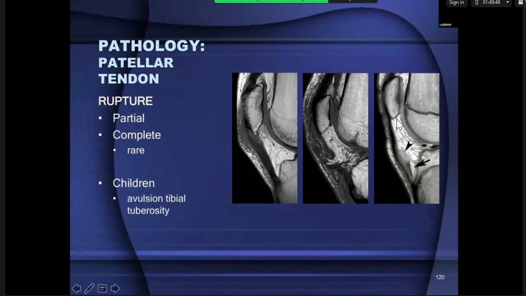This example has a complete full thickness rupture. Here you've got an extensive deep surface partial thickness distal half injury of the ligamentum patellae. In children, you can get avulsion of the tibial attachment of the ligamentum patellae.